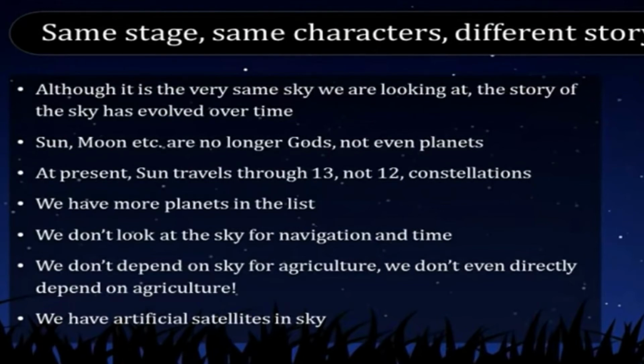At present, the sun travels through 13 constellations. Now we also know that the sun actually goes into another constellation called Ophiuchus. This wasn't known to our forefathers. We also have 2 more planets in this list, Neptune and Uranus. Now why didn't our forefathers know about this? It is simply because to spot these faraway planets you needed telescopes.